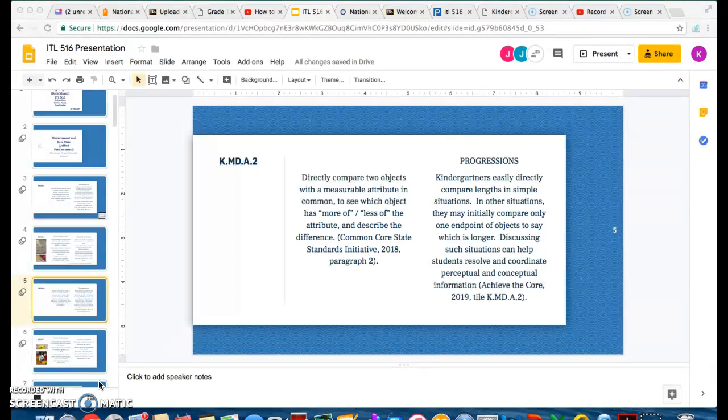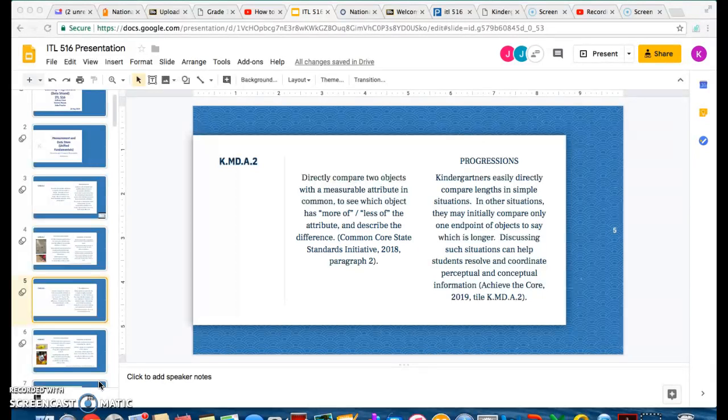Students need to understand what units of measure are appropriate for a particular attribute. They need to begin with direct comparison of two or more lengths. An example for the classroom could be to show students an object and have them sort the objects into longer and shorter, or about the same as the object.